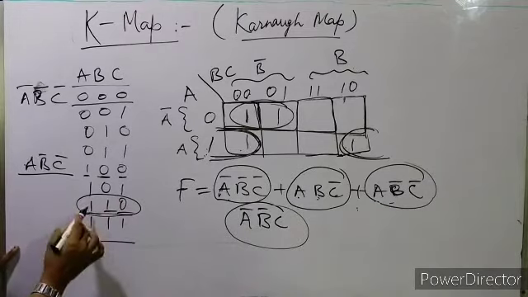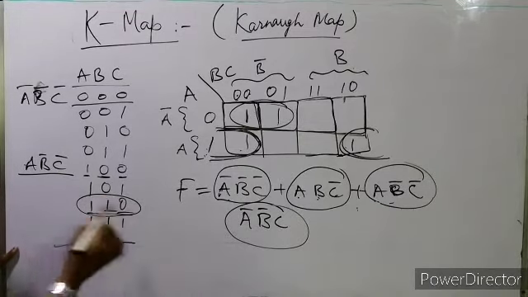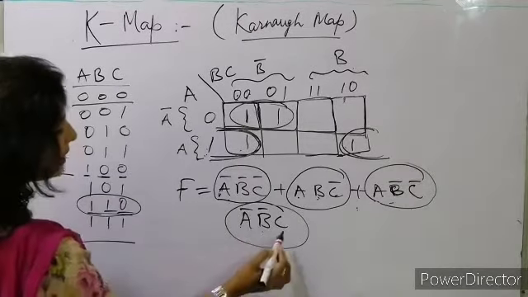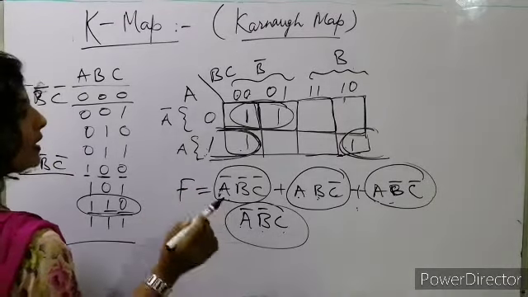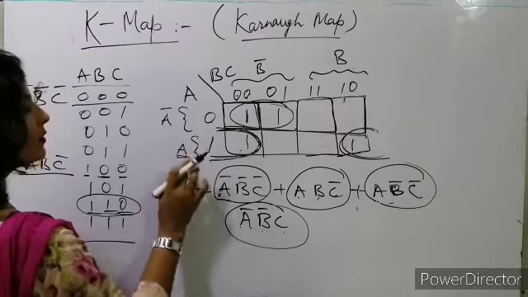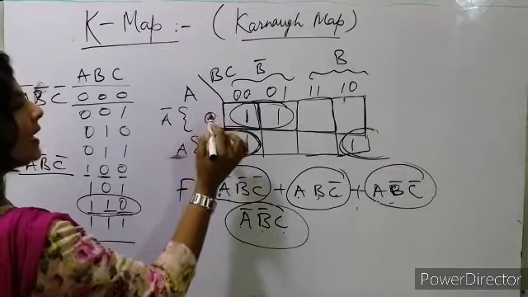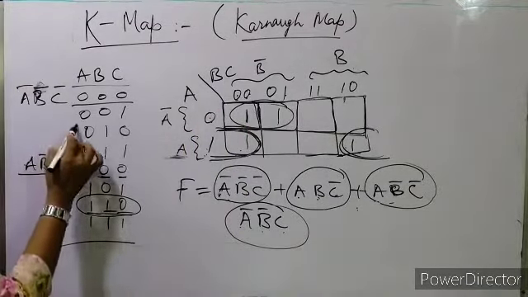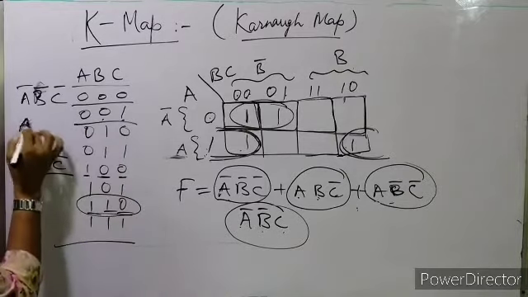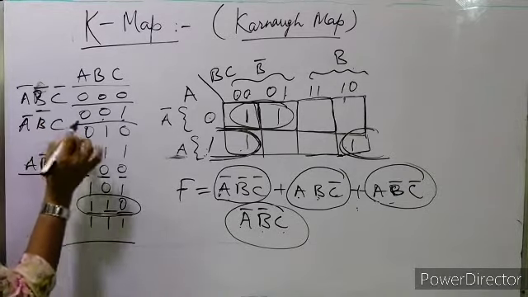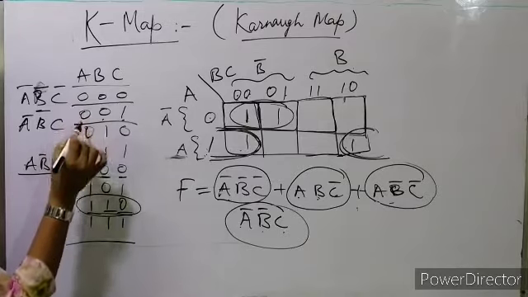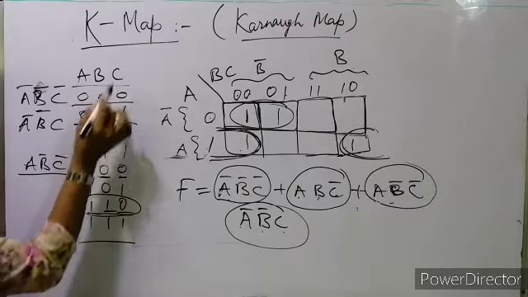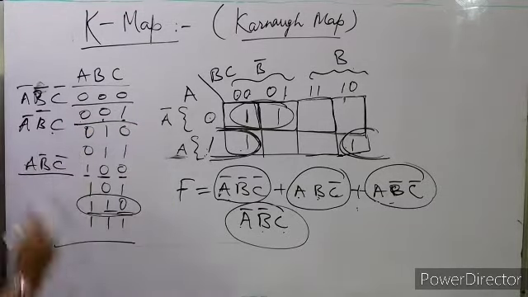Now next is this one. A bar, B bar, C. This one is A bar, B bar and C, because the complement of A is 0, the complement of B because B is 0, and C as it is because C is 1.